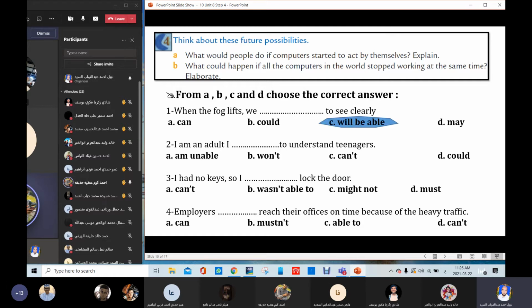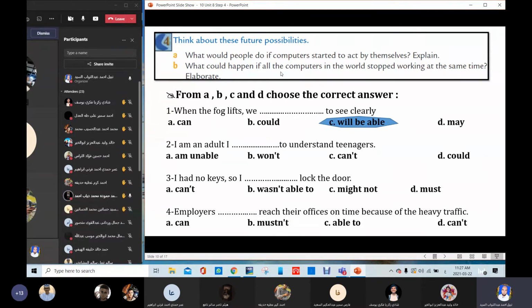Very good, Ahmed. Notice here: we don't use "to" after can. We don't say "can to," "could to," or "may to." After can, could, and may, we use the infinitive without to. So: will be able to. Thank you, Ahmed.